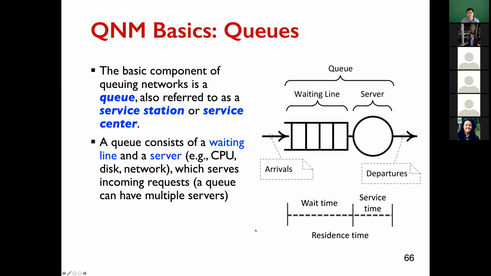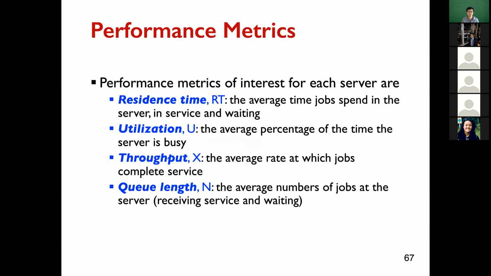So queuing network models are basically about doing computations on these queues or on a combination of queues. So what are the calculations? What are the performance metrics we want to calculate? It's the same. We have similar performance metrics we already discussed again and again, right? There are several performance metrics of interest for each server or each queue. The first one is residence time, which we already talked about. It's the average time jobs spend in the server, in service and waiting. Average time spent in a queue.